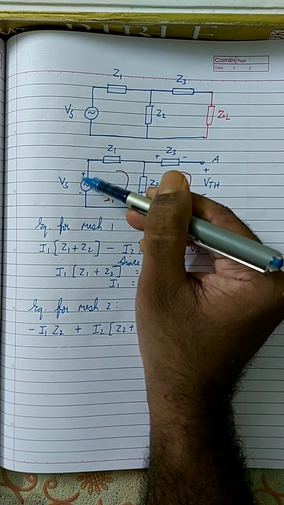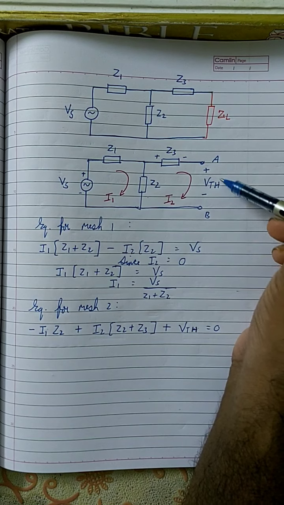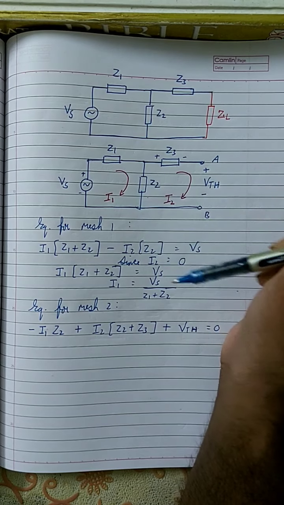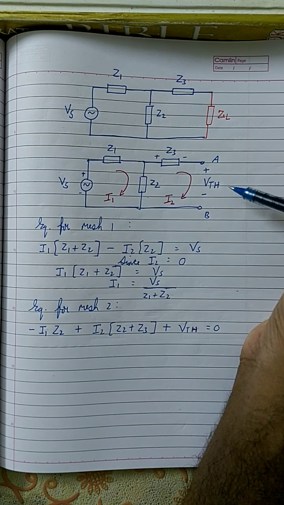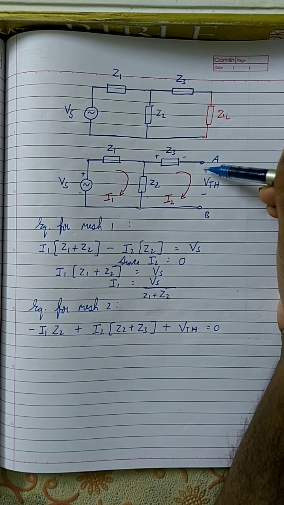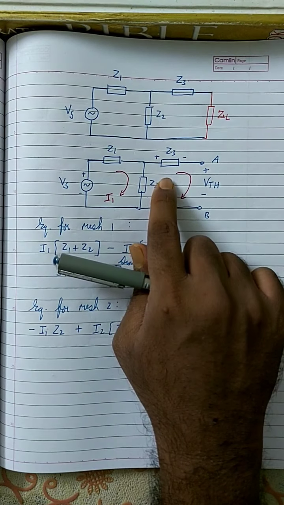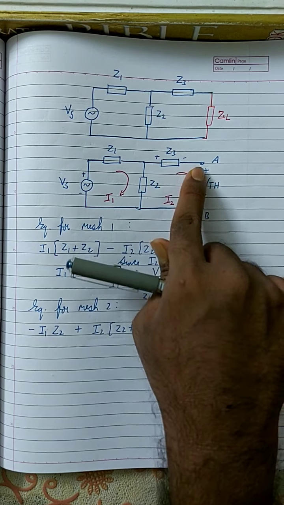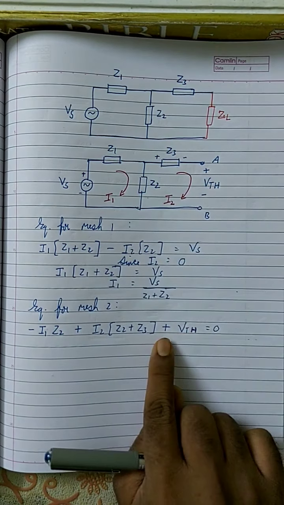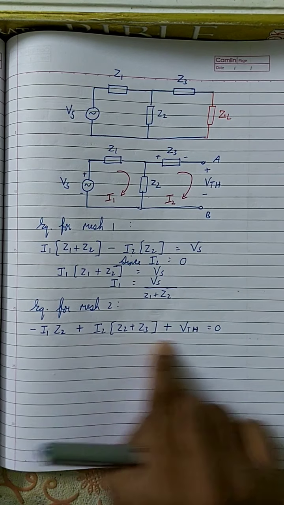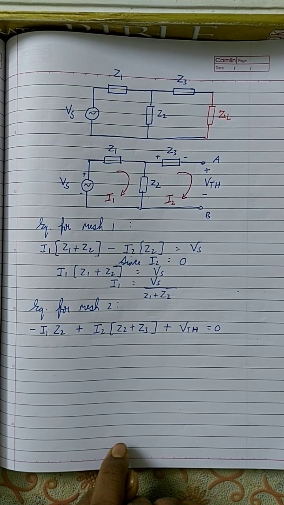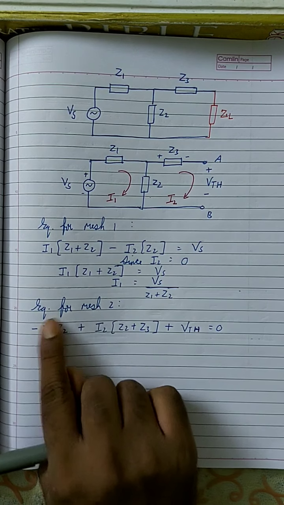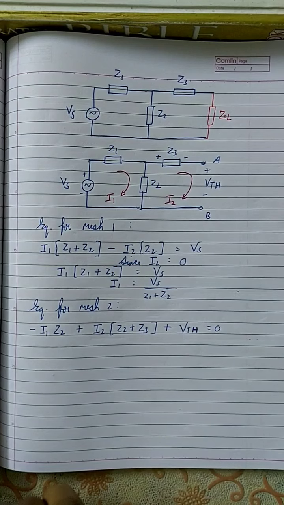This is the voltage source, but this is not a voltage source. This is a voltage potential or drop, just like the voltage across Z3 or the voltage across Z2. The voltage across A and B is VTH. This is the higher potential and the lower potential, and the current is flowing exactly in that fashion, from a higher potential to a lower potential. That is why it is plus VTH. This is the equation for VTH. So actually speaking, we don't write the equation for mesh 2, we write the equation for VTH. That is what you're supposed to write.